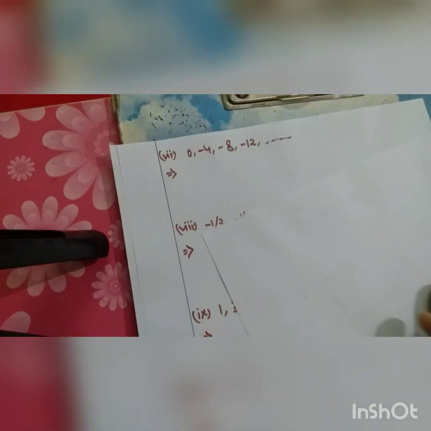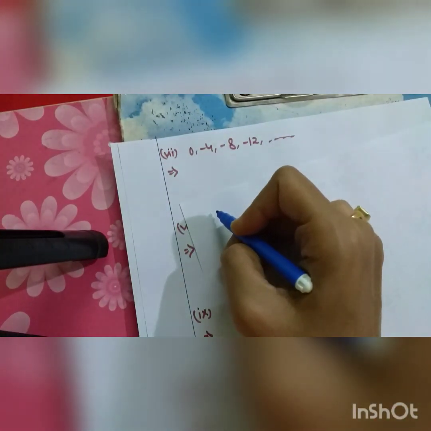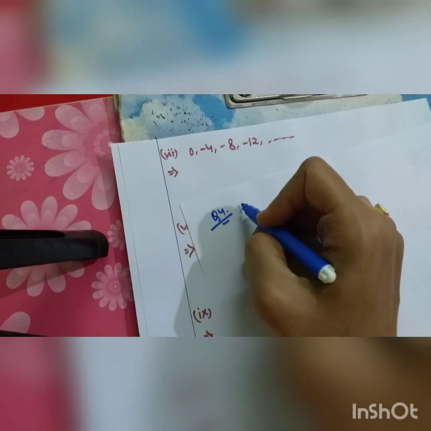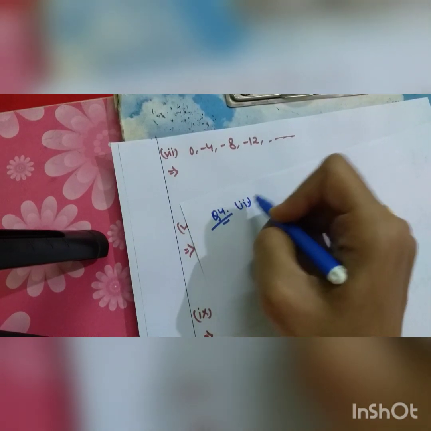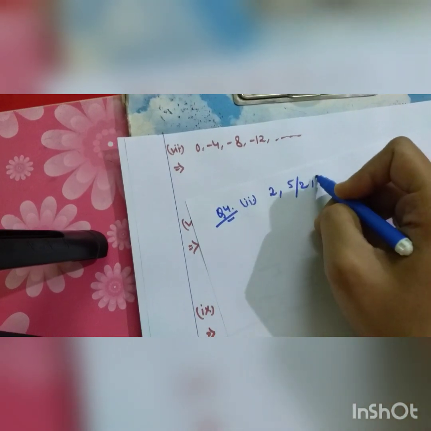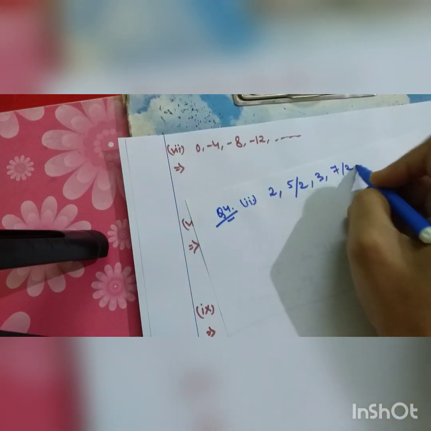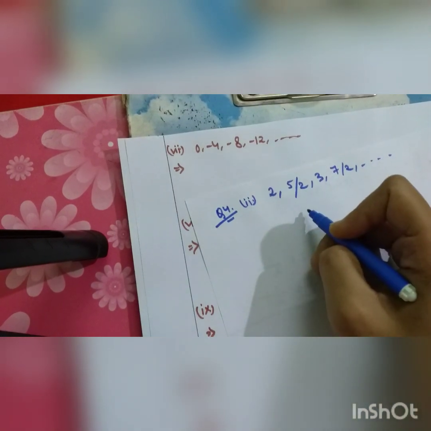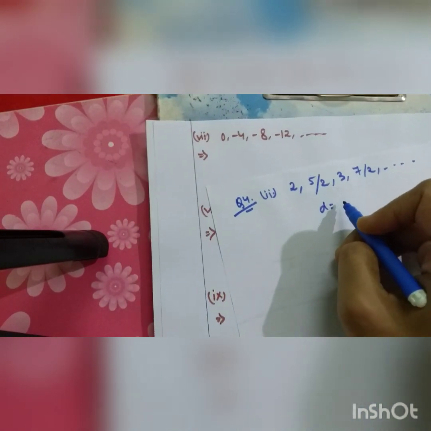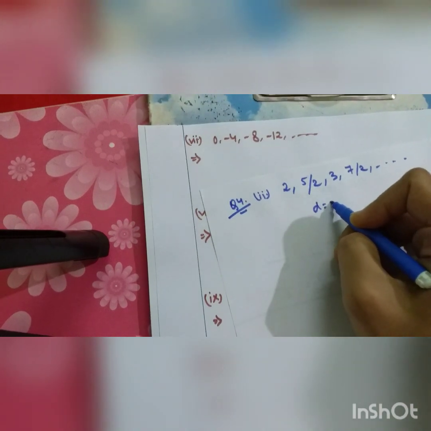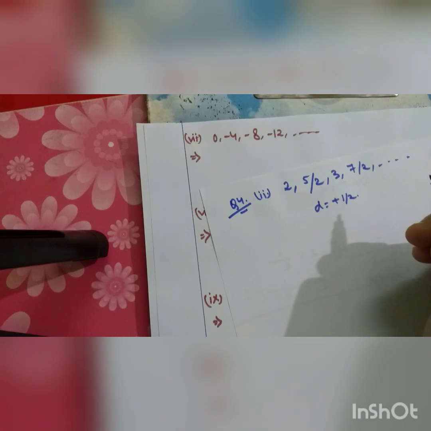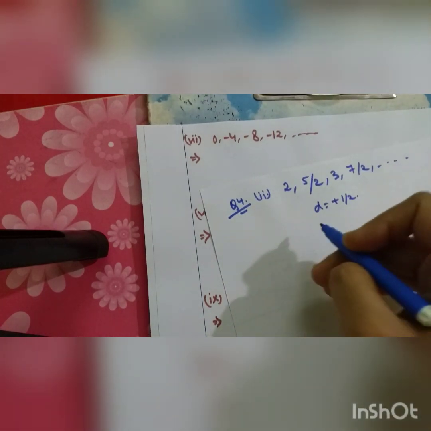I am doing the rough work here. I am solving question number 4, B. So 2, 5 by 2, 3 and 7 by 2 it was given, and we have checked it. When we found the common difference, our common difference was plus half. And what we have to do, we have to find the next three terms after 7 by 2.